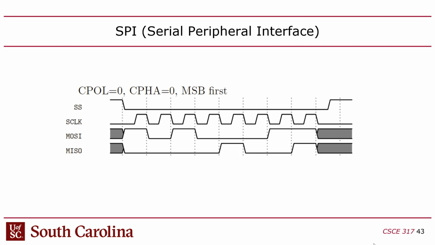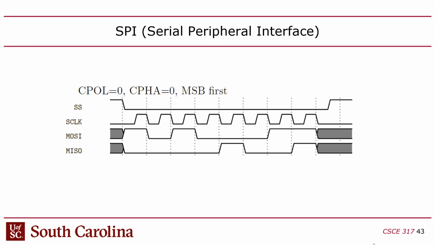And CPHA is clock phase. This is the one that's even weirder. CPHA determines when the data changes relative to when the clock changes. If CPHA is 0, it means the data changes 1/2 clock cycle before the clock changes. And if CPHA is 1, it means the data begins changing when the clock changes. Okay, so let me show you what I mean by that.